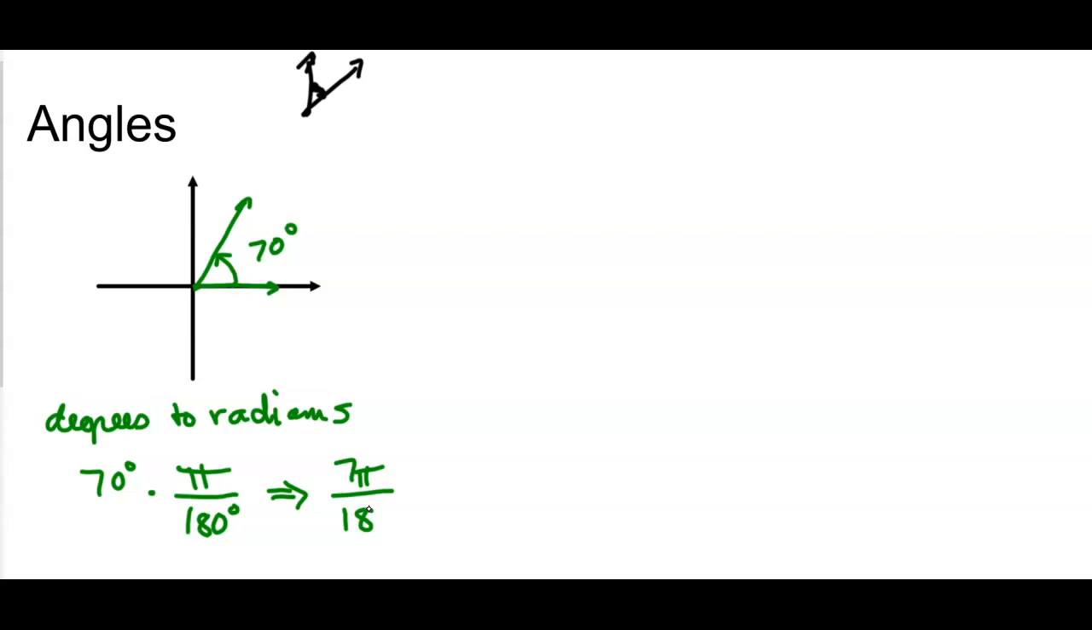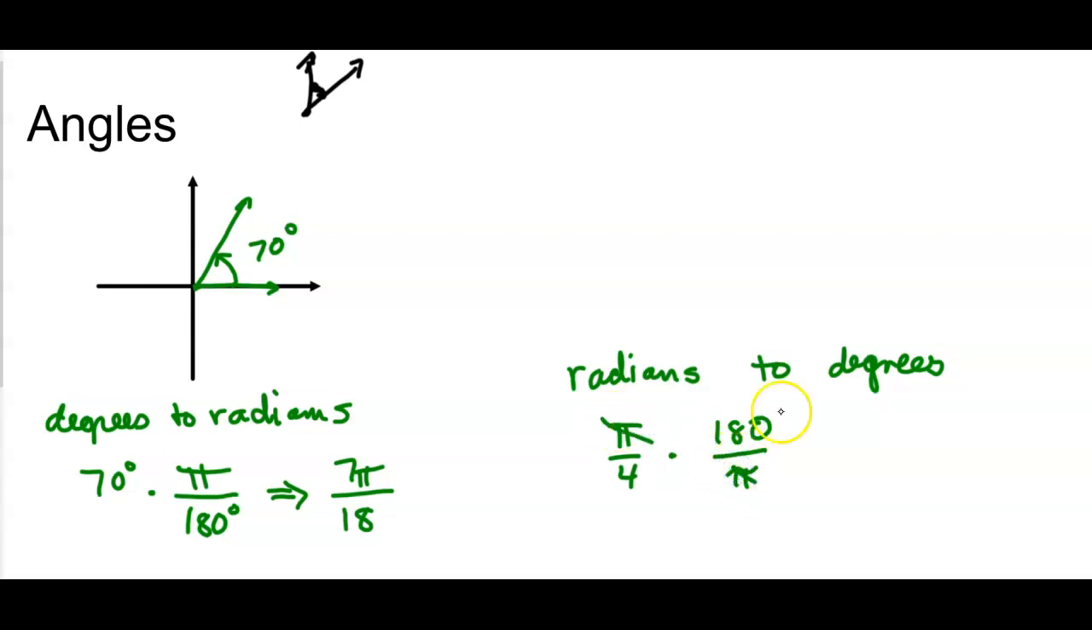All right, and then if you wanted to go from radians to degrees, you would take your radian measurement, say you have pi over 4, times 180 over pi. And then the pi's cancel and you have 180 degrees, because this is going to give you a degree measurement. And that one turns out to be 45 degrees. You can divide that out, okay?